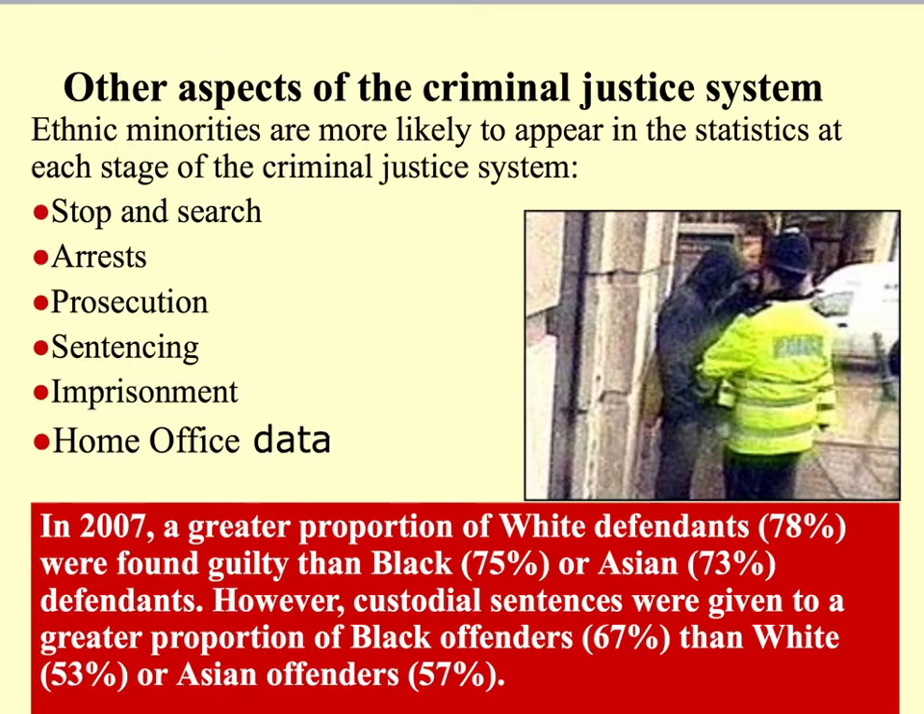Other aspects of the criminal justice system are also institutionally racist. Ethnic minorities are much more likely to appear in statistics at the stop and search stage, the number of arrests, the numbers that are prosecuted, so actually charged and prosecuted, the numbers that are sentenced, okay, so the ones that are actually found guilty, the numbers that are imprisoned as opposed to being given community service, and as a result, this all feeds into Home Office data about the levels of criminality.